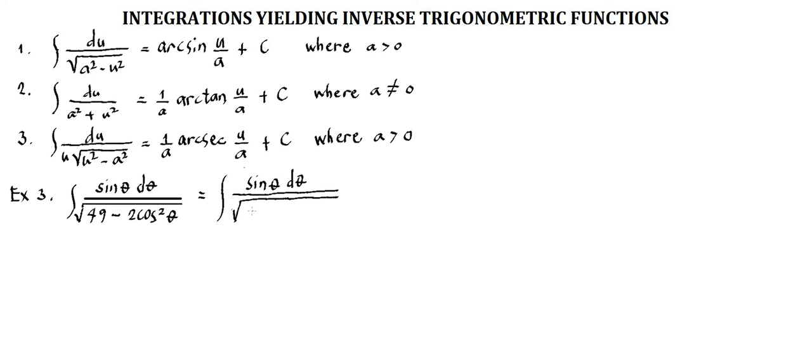So yung 49 equal ito sa 7 squared, at yung 2 cosine squared equal din ito sa square root of 2 times cosine of theta, quantity squared. So, meron tayong a na equal to 7, ano? At ang ating u ay square root of 2 cosine of theta.